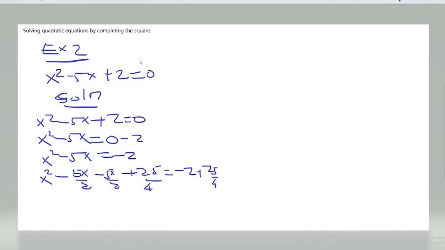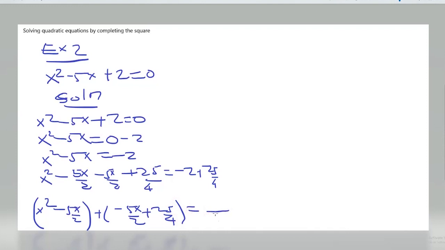Okay, now this one will be equal to x squared minus 5x over 2 and plus negative 5x over 2 plus 25 over 4. Now this one could be equal to LCM with 4. Let's put this one over 1. 4 divided by 1, 4 times negative 2 is negative 8, then plus 4 divided by 4, 1, 1 times 25, it is 25.